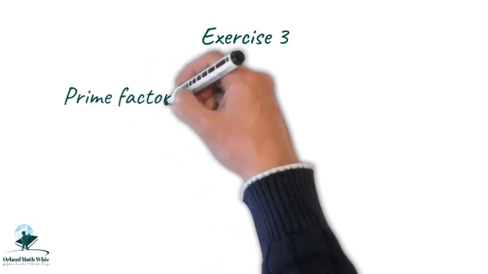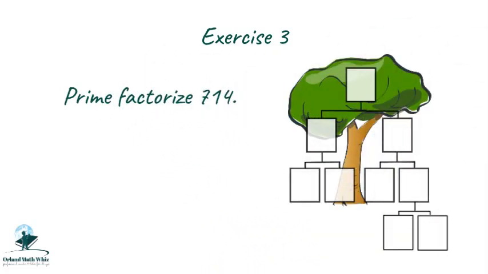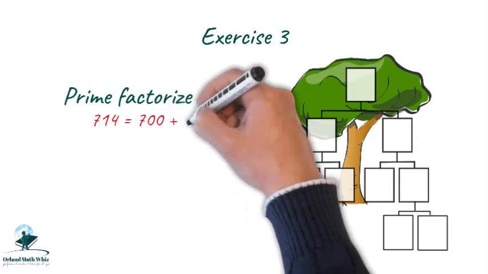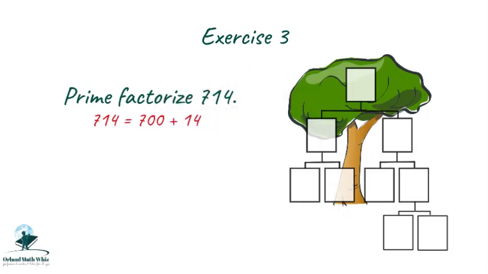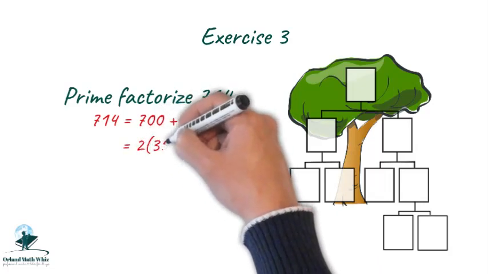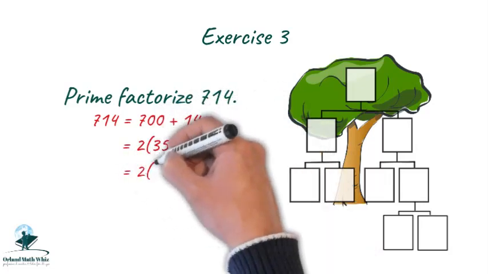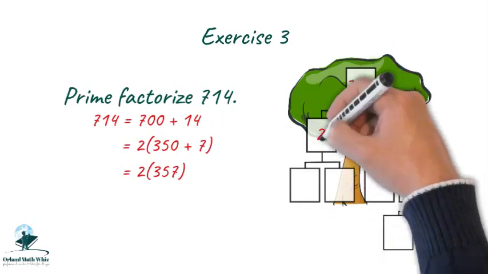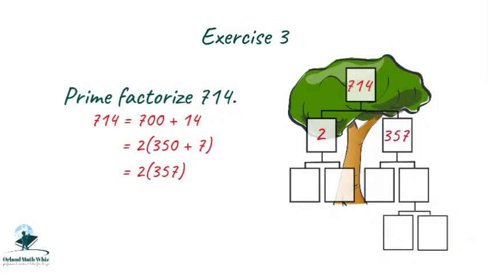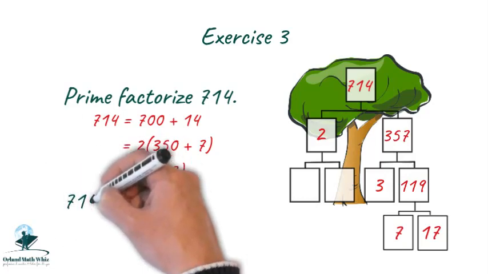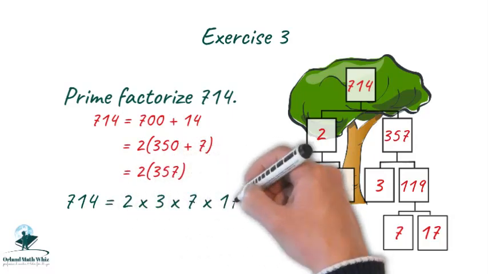Exercise 3. Prime factorize the number 714. 714 is equal to 700 plus 14. Take half of 700, which is 350, and half of 14, which is 7. So, the first branch is 2 times 357. 357 is divisible by 3. So, the next branch down is 3 times 119. 119 is 7 times 17. Since all of the numbers are now prime, we are done. 714 is 2 times 3 times 7 times 17.